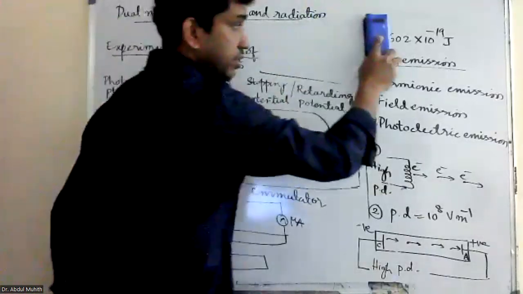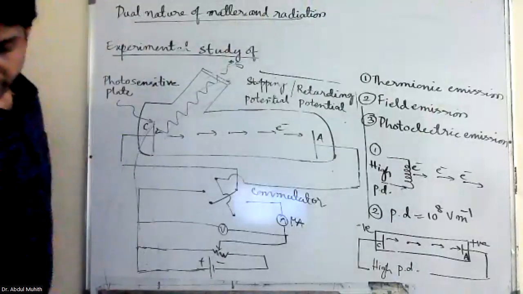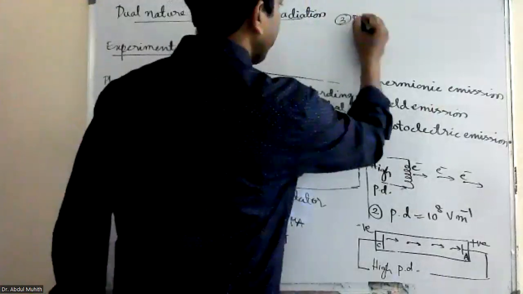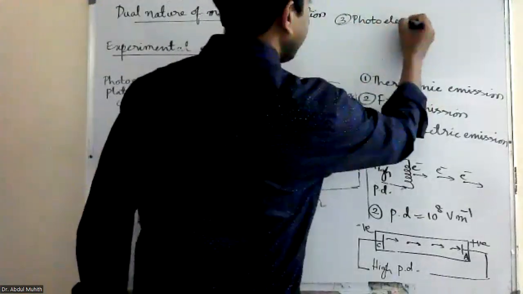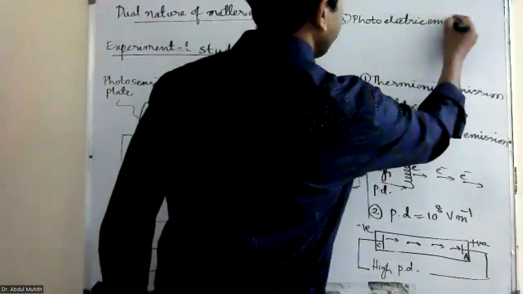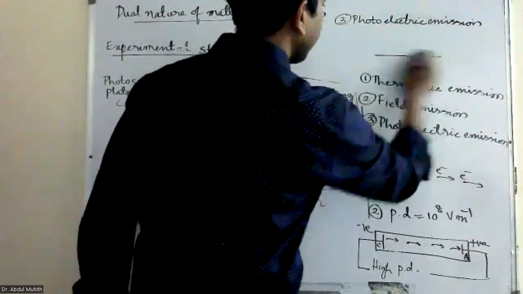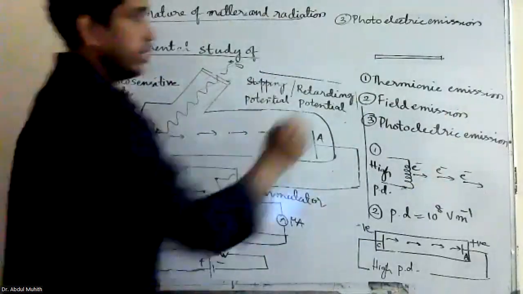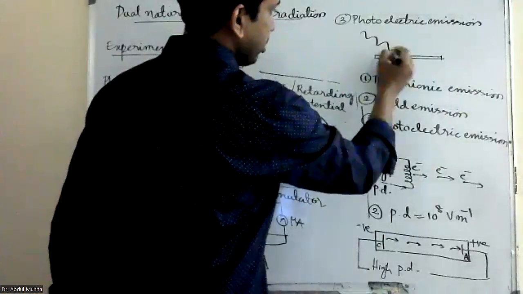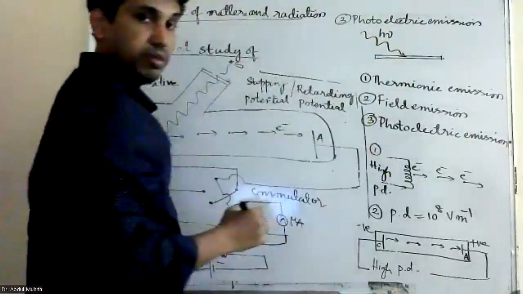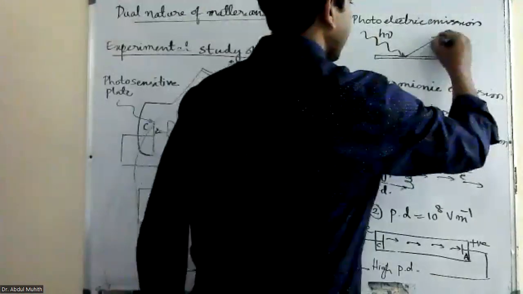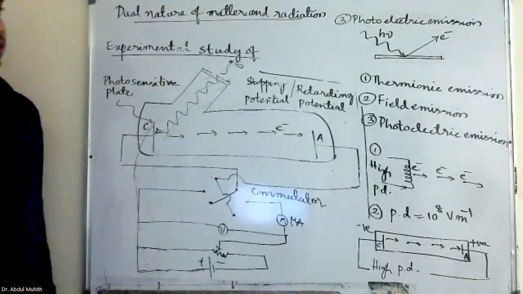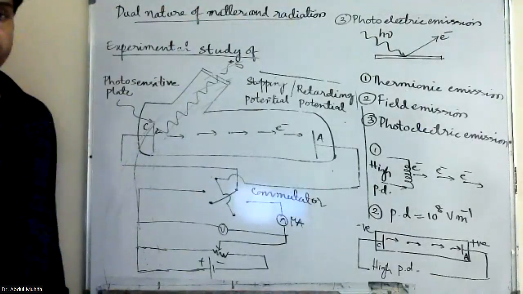Yeah, this one. Okay, now the third one is photoelectric emission. What happens in photoelectric emission? You are taking a plate. Then when light is made to be incident on this plate, electrons are ejected out. This phenomenon is known as photoelectric emission.